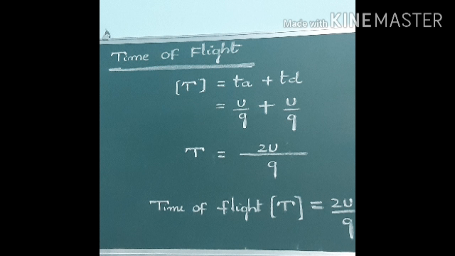Mathematically, time of flight is equal to time of ascent plus time of descent. Time of ascent is u by g, and time of descent, as we found previously, is also u by g. So u by g plus u by g, and the final equation is time of flight t equal to 2u by g. Moreover, time of flight depends upon initial velocity and angle of projection. Projectile bodies we will discuss later.